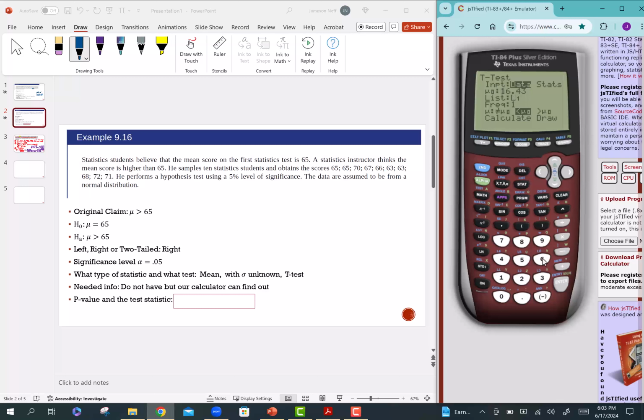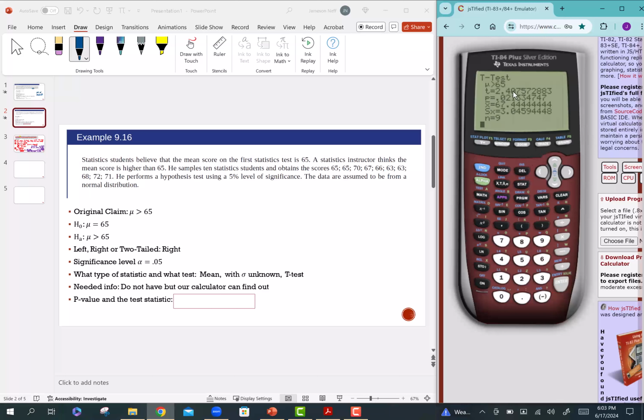Now the claim is that the null hypothesis is the mean is equal to 65. In this case, it is right-tailed, so let's change that to greater than. Notice we didn't have to enter anything about the sample because we just gave it the sample right there in list 1. Calculate. So there you go.